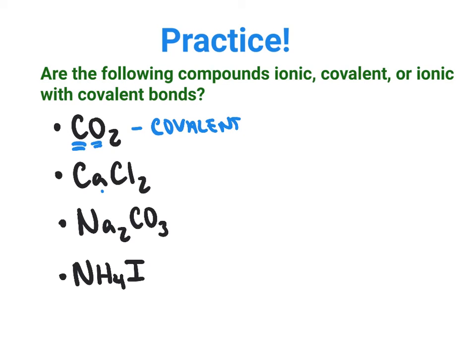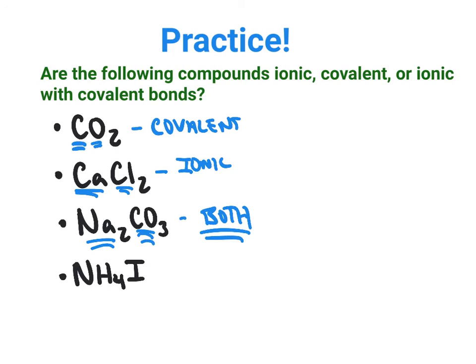Second one, Ca is a metal. Therefore, it's going to be ionic. The question is whether or not it has covalent bonds. Cl is a nonmetal. It's not a polyatomic ion. Therefore, there are no covalent bonds. It's just ionic. Let's look at the third one. Na is a metal. Therefore, it is automatically going to be ionic. So we have to look at the rest of the compound. There's a CO3. That's a polyatomic ion. It's carbonate. This is sodium carbonate. Therefore, it has both ionic and covalent bonds.